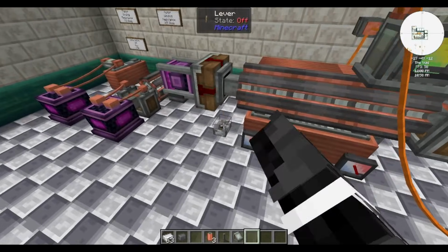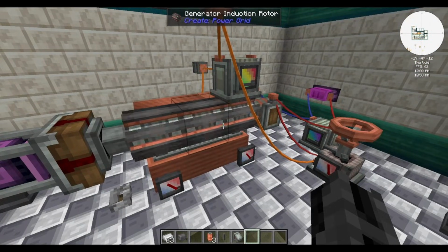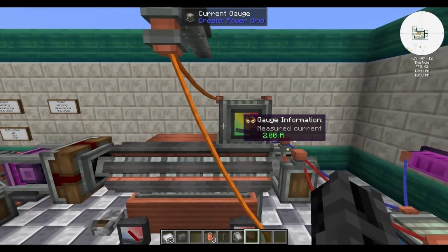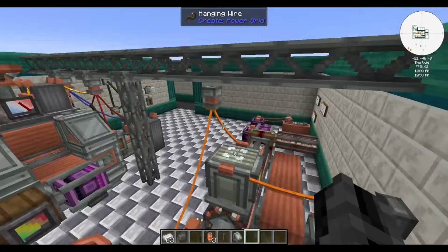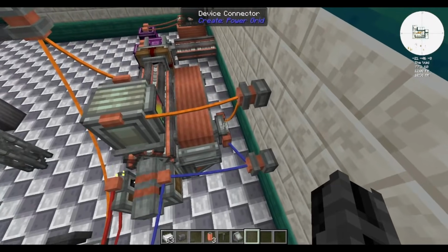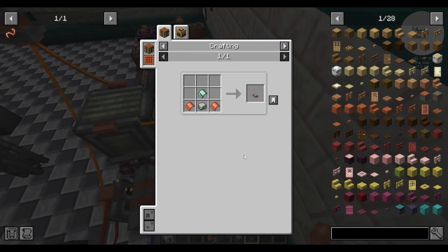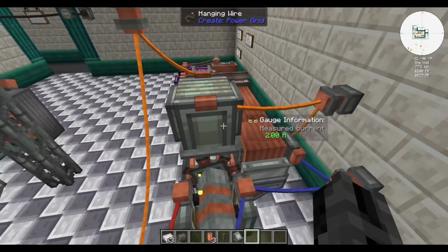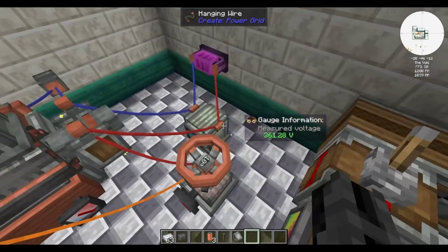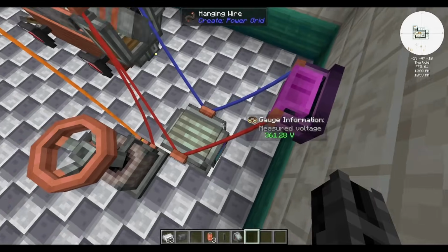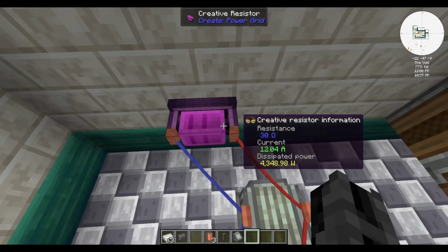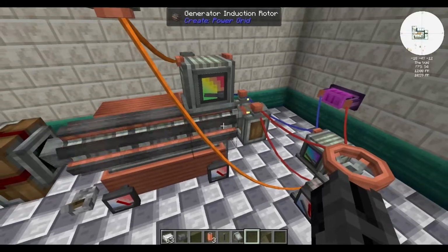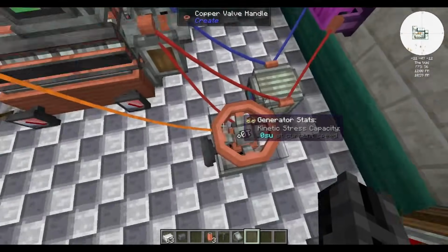So let's start it up. As you can see, as it spins up to maximum RPM, the current going to the coils, as you can see here, connected by a device connector, which is an item you can make, used to connect most of the devices, has 2 amps precisely. And this is generating 360 volts at 4 kilowatts, which is quite good for a starter generator.